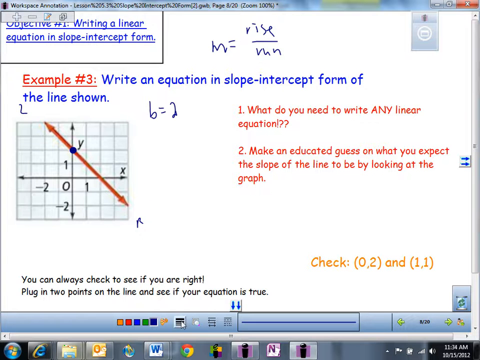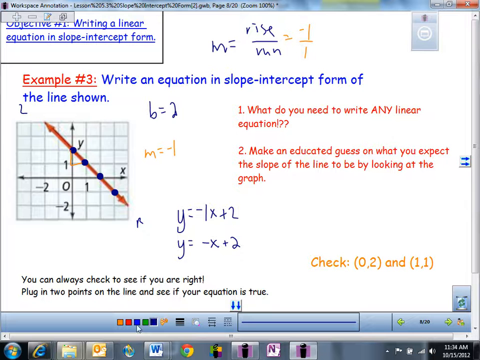So from that dot to the next dot, or I could have used this dot or this dot, I have to figure out what is my rise and my run. So rise, I'm going down 1, forward 1. So down 1 is negative, and forward 1 is positive. So our m value is negative 1. So our linear equation is y equals negative 1x plus 2, and more specifically, it is negative x plus 2.